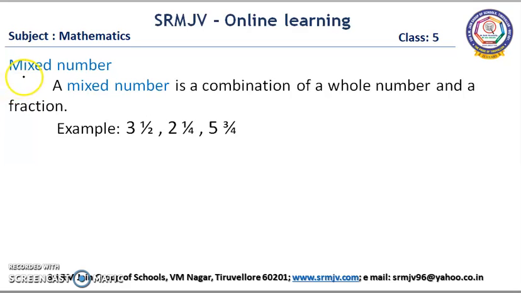Okay. The next one, mixed number. A mixed number is a combination of a whole number and a fraction. See the example, 3 1 by 2. Here 3 is a whole number and 1 by 2 is a fraction.